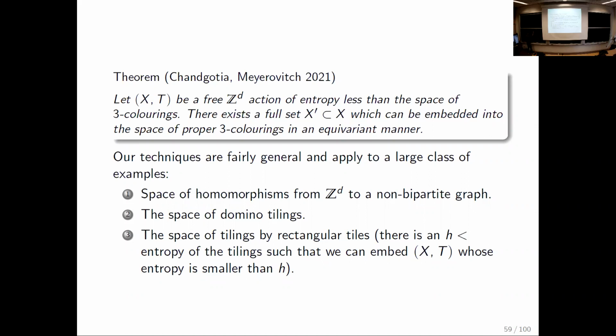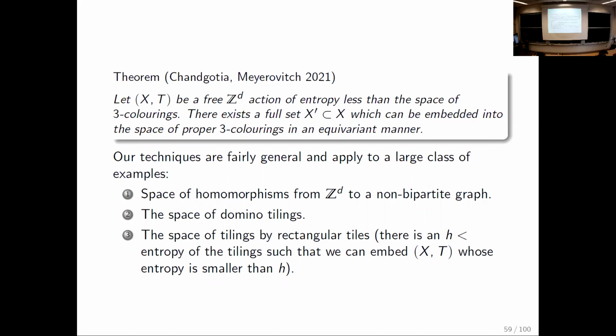So the space of three colorings is: if I'm looking at a map from any graph, suppose that one of these vertices is equal to one. Now, the neighbor is equal to two or three. So we will have to choose either one, and then we can get a proper coloring.